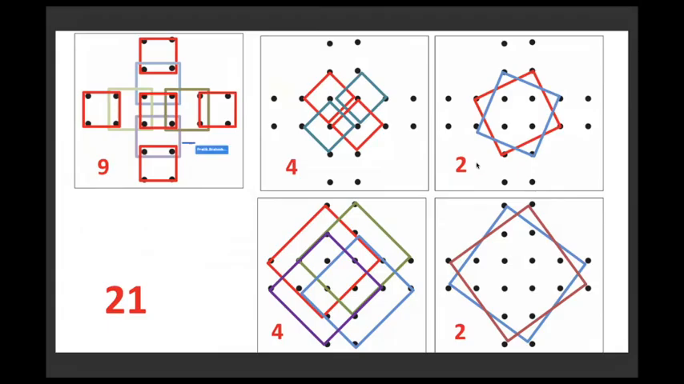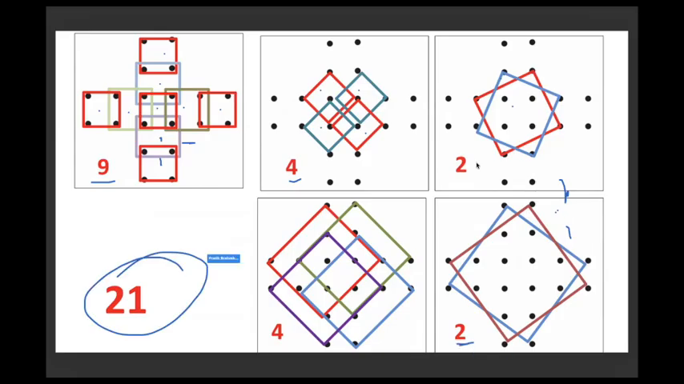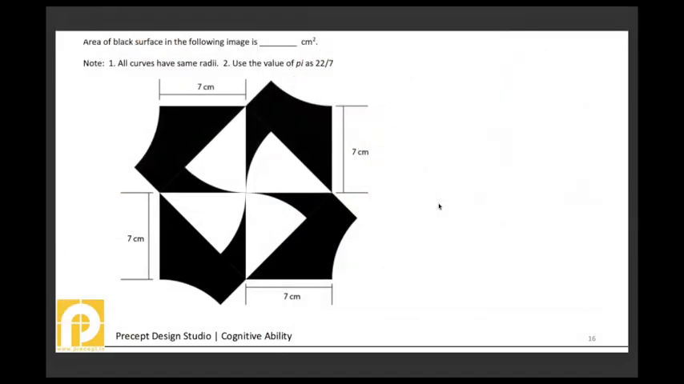In this pattern, we have 9 squares: 1, 2, 3, 4, 5, 6, 7, 8, and 9. In this pattern, we have 4 squares. In this, we have 2 squares. In this pattern, we have 4 squares. And then this is the same pattern's repetition, a larger version of it, 2 squares. So the correct answer is 21. Okay. We'll move to the next one.